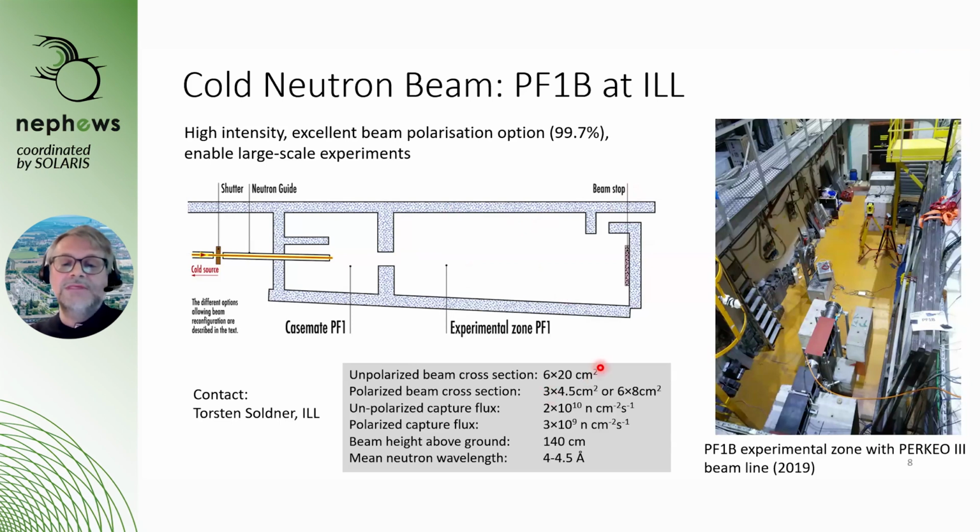And if you look at the beam itself, for example, this is enormous, right? This has a cross section of 6 times 20 centimeters and a total flux on the order of 10 to the 12 neutrons per second, with a density of 2 times 10 to the 10 neutrons per second and square centimeter. So this is the highest flux possible in terms of cold neutrons and a very flexible place to set up instruments.